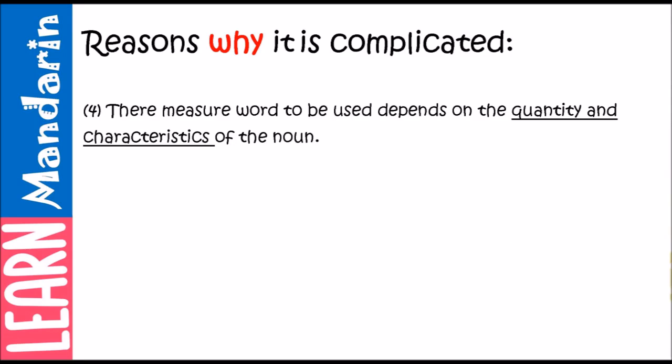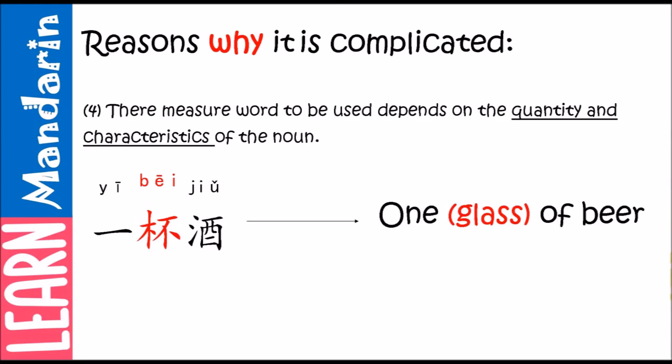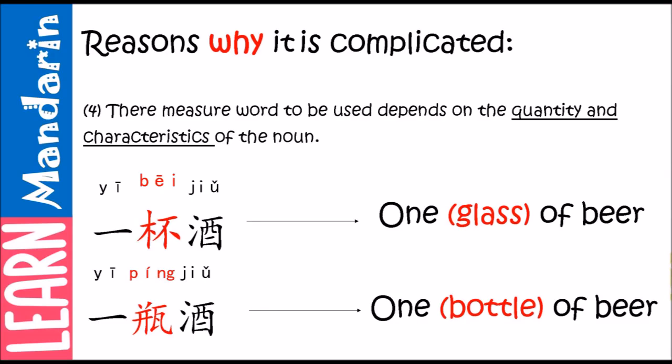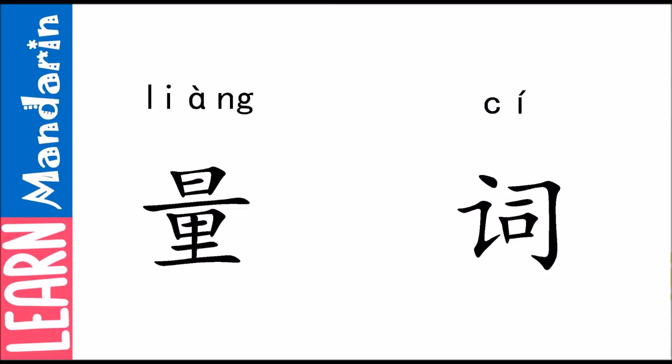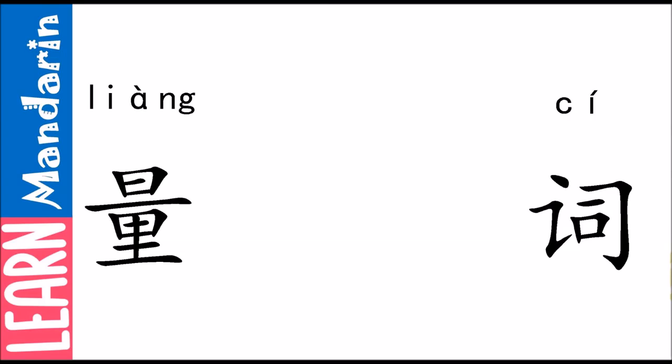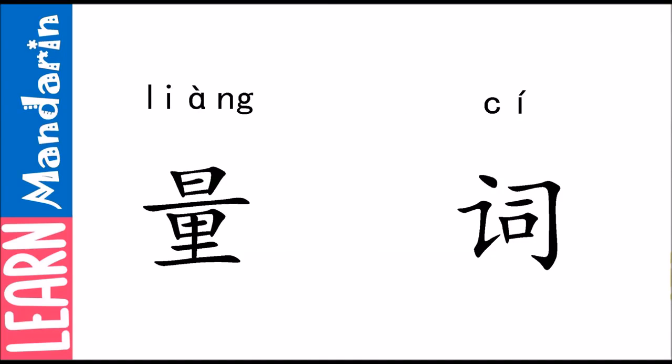Another reason is that the measure word that you will use for a noun depends on its quality and characteristics. Examples are 一杯酒 and 一瓶酒. Both measure words are used for 酒, which means beer, but the measure word 杯 refers to a glass, while the measure word 瓶 refers to a bottle. And now you see why learning measure words or 量词 is hard and complicated.